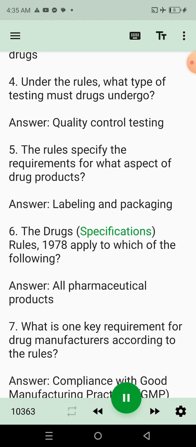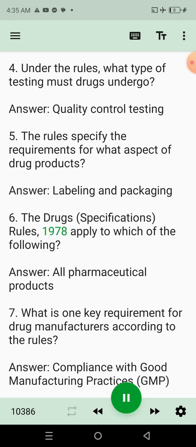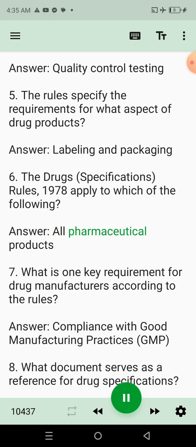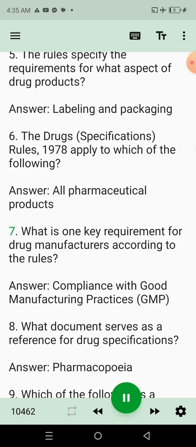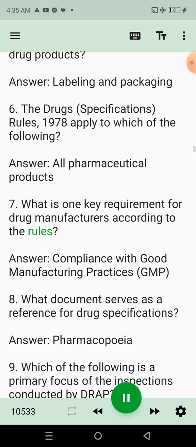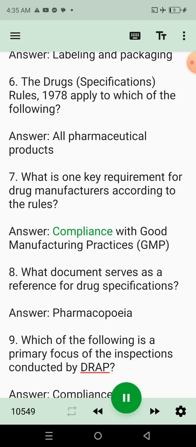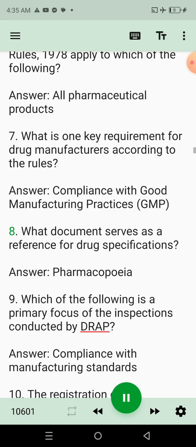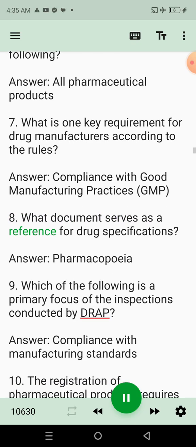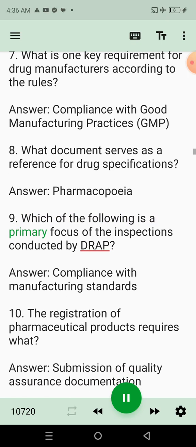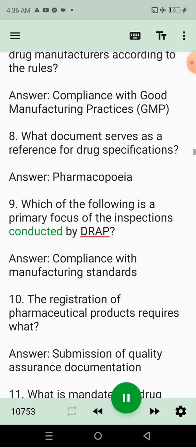6. The Drugs Specifications Rules, 1978 apply to which of the following? Answer: all pharmaceutical products. 7. What is one key requirement for drug manufacturers according to the rules? Answer: compliance with good manufacturing practices (GMP). 8. What document serves as a reference for drug specifications? Answer: pharmacopoeia.